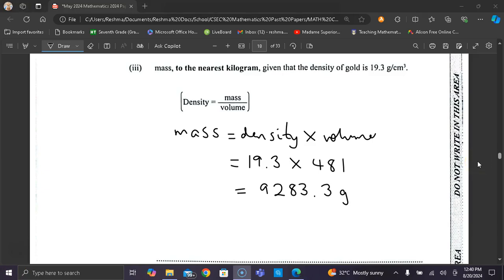But of course, you have to convert this to kilograms. So if I divide by 1,000, just move the decimal point 3 places to the left, it's 9.2833 kilograms. To the nearest kilogram, that will be approximately 9 kilograms.